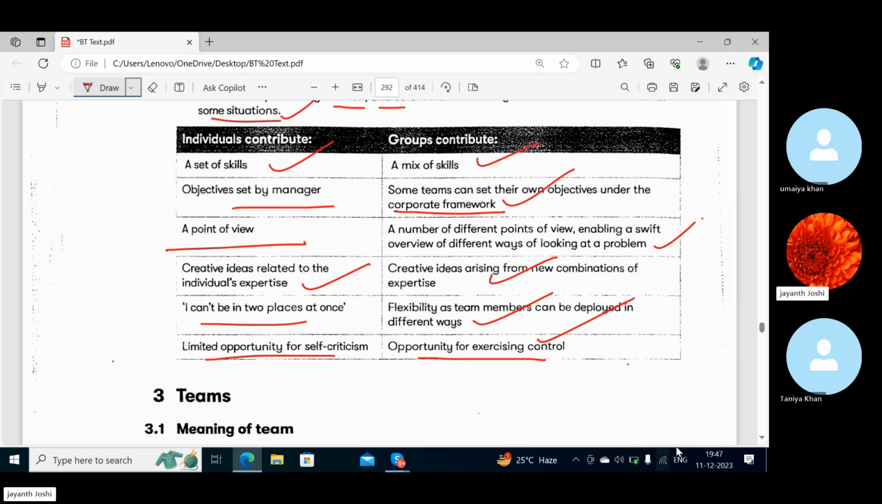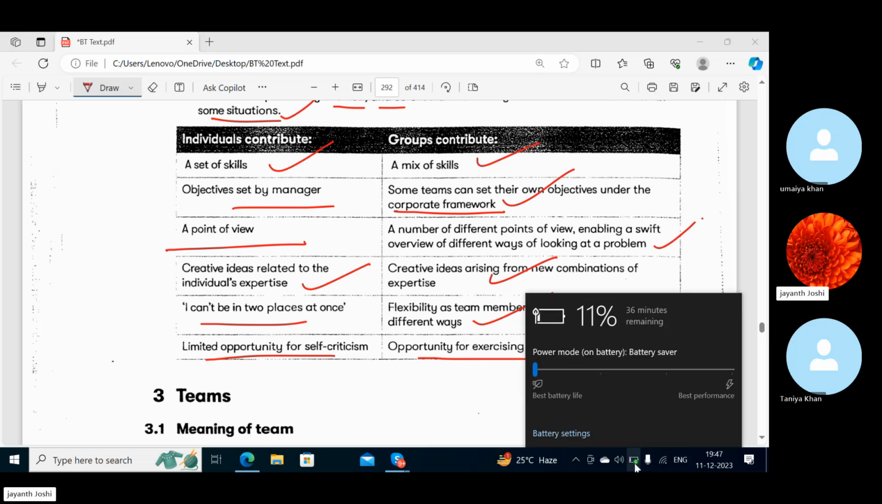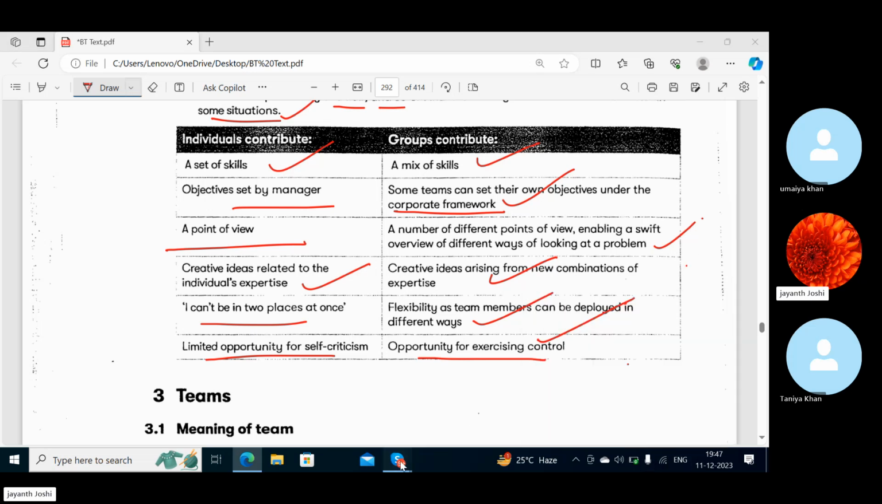Just read this. I'll shift myself because there is only 11% battery left remaining.